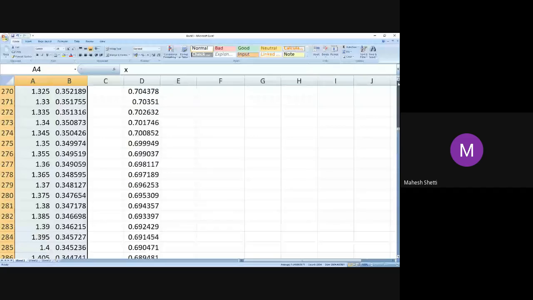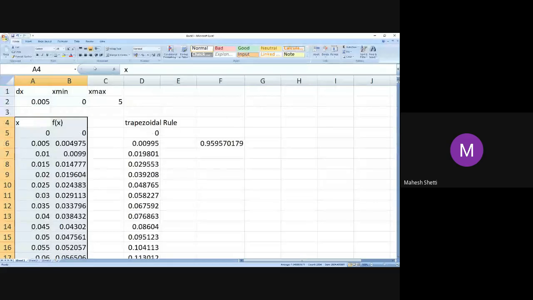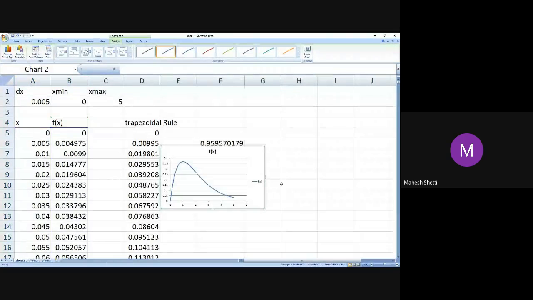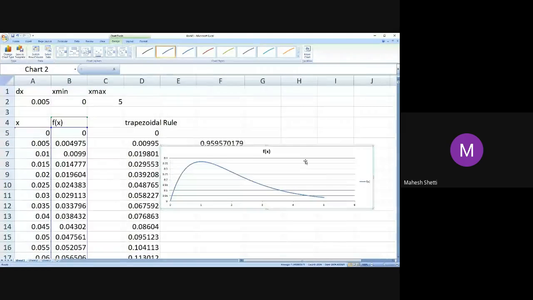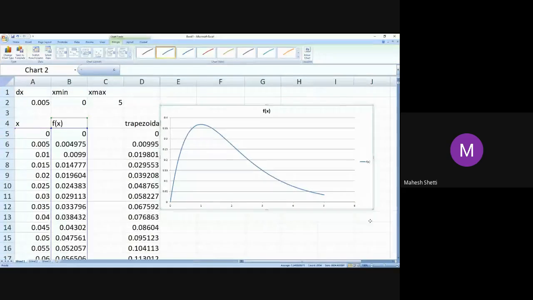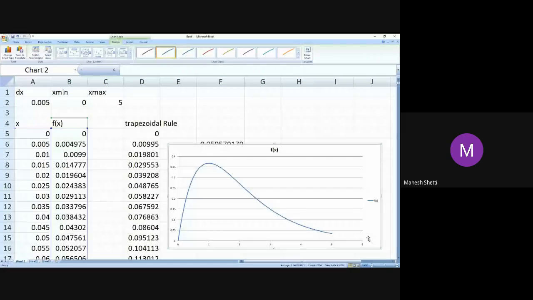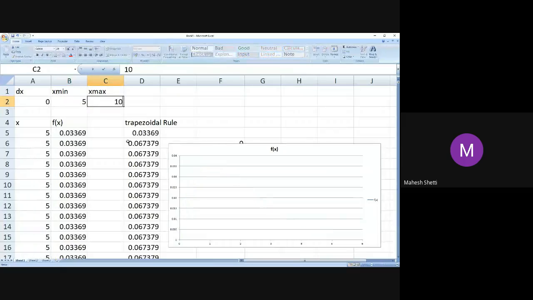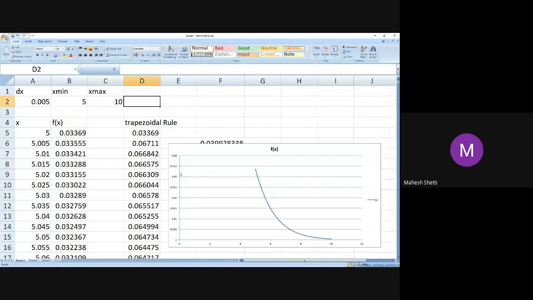Because graphical understanding is another thing, and before I go to the more precise method, let us understand what is happening. You are calculating the area under this curve. From 0 to pi, you will take this area, but from pi onwards, there is going to be a tail. Now let me put the lower limit as pi and the upper limit as 10. So you see from 0.035 down to very close to 0, you're going to get this tail.